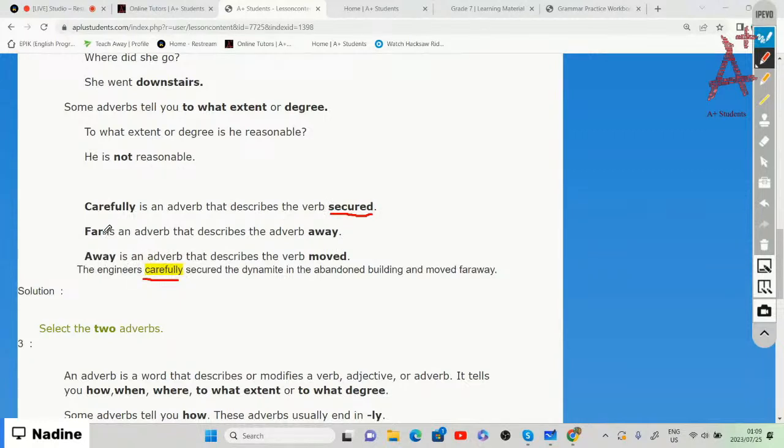The next one is far, and far away. So far is an adverb that describes the way, like the adverb away, right? And away is an adverb to describe the verb moved. So these are the adverbs that we have identified within the sentence: carefully, far, and away. So where? Far away.